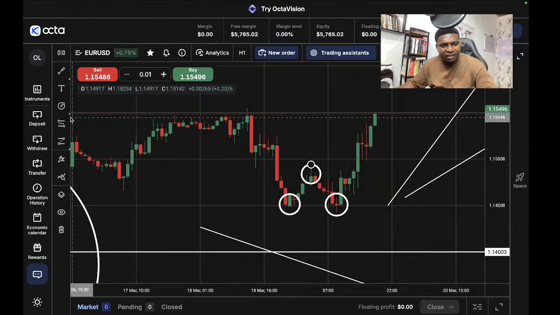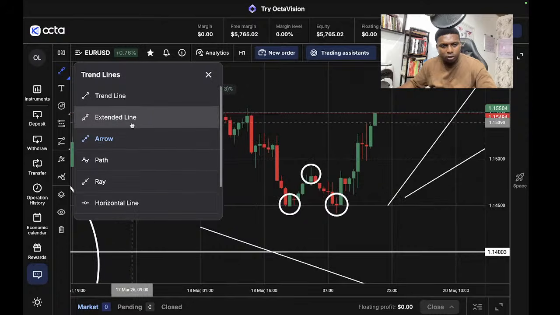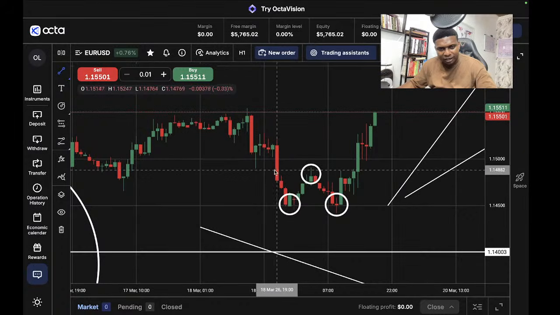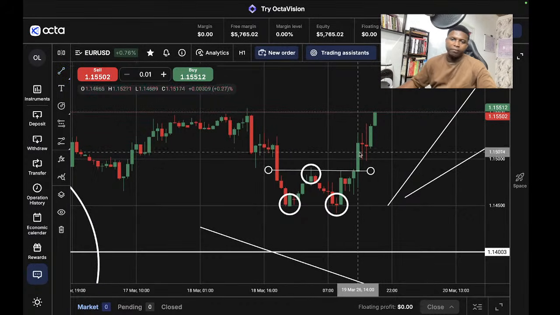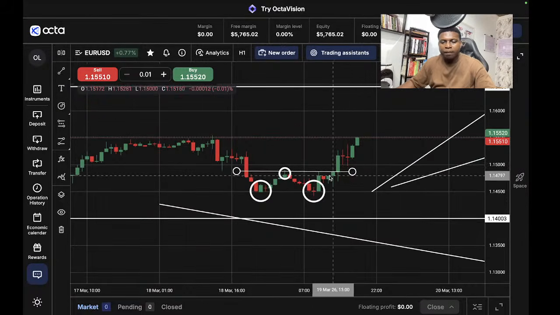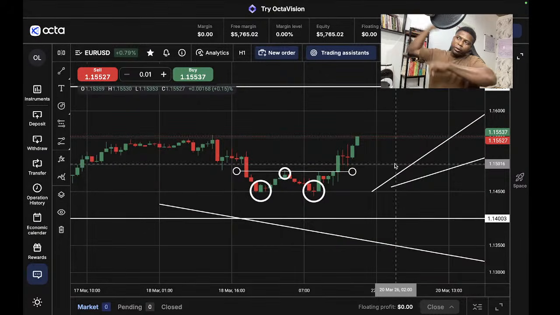So you can already see that the circle of the double bottom is complete. It's complete at this point. You can see it here. Once it breaks out through the neck, that confirms your upside potential, right? And the double bottom is a confirmation for what? Market reversal going in the opposite direction, as you can see.